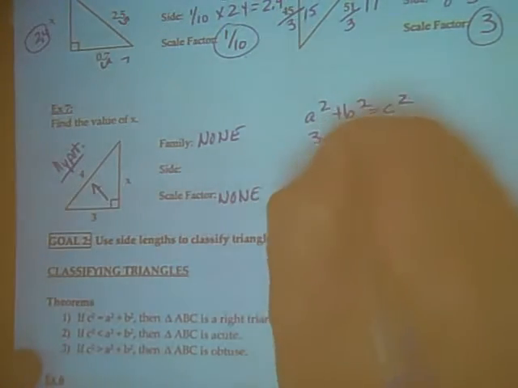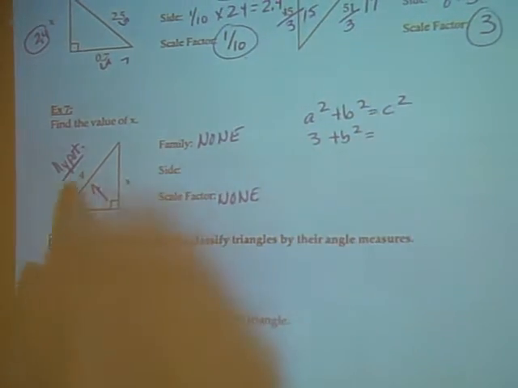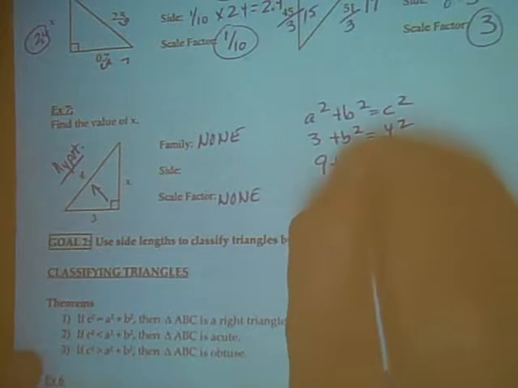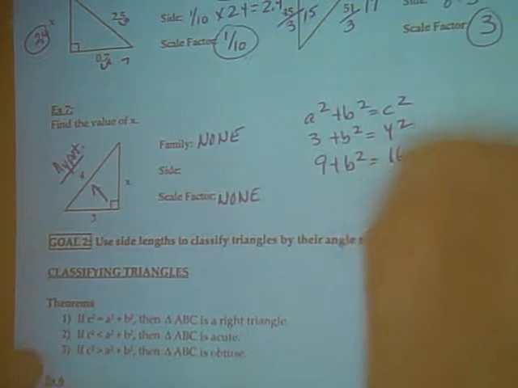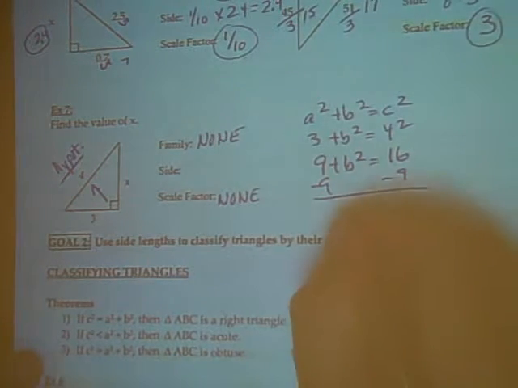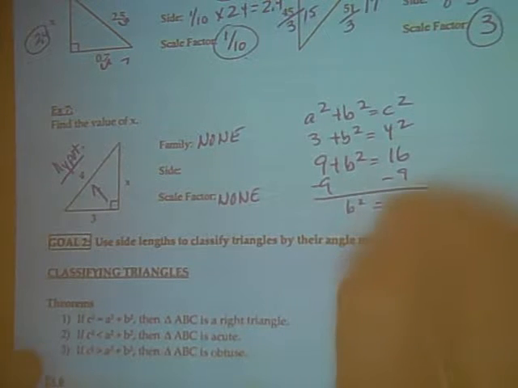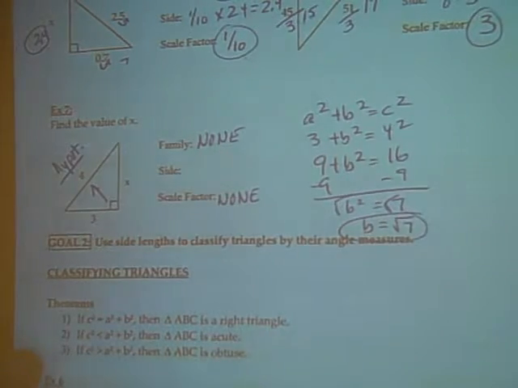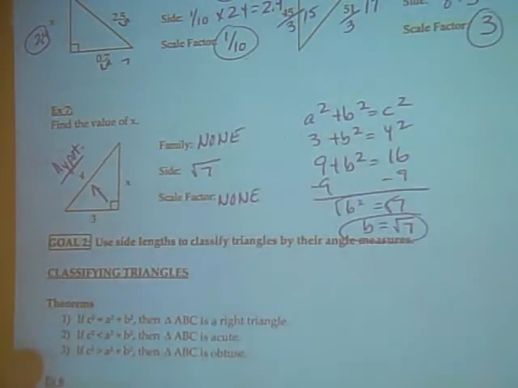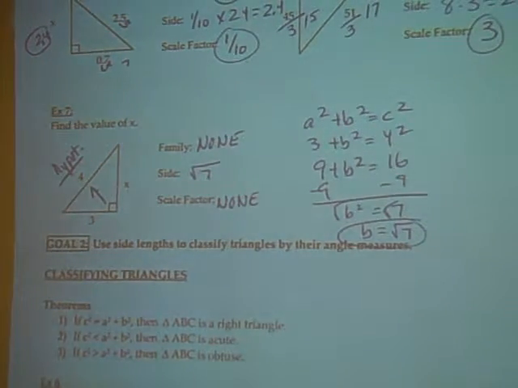We have a 3 squared plus b squared equals our hypotenuse, which is 4 squared. So that gives us 9 plus b squared equals 16. Minus 9, minus 9. We have b squared equals 7, square root that. And b equals the square root of 7. And we can go ahead and stop there. Not all of them are going to fit perfectly into a family, so be very, very careful about that.